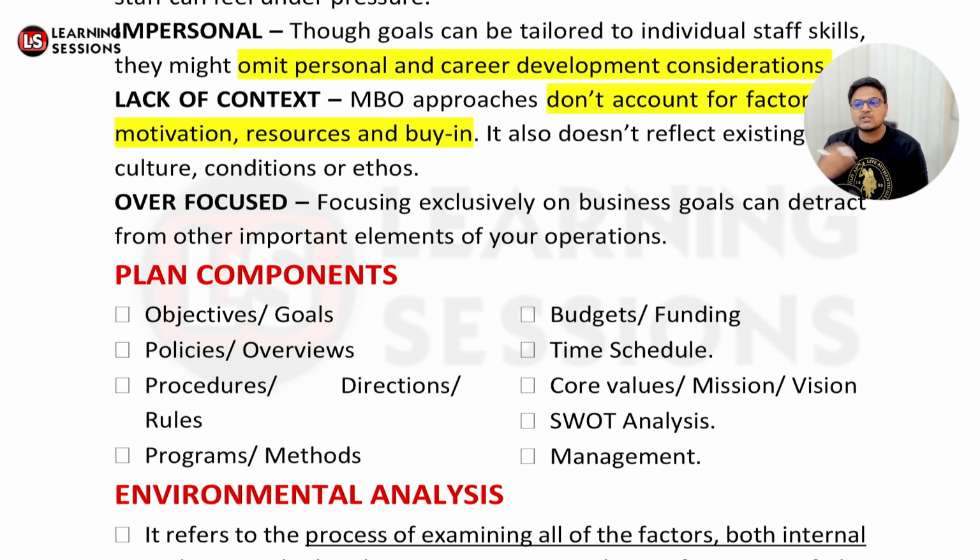And also you look for the SWOT analysis. SWOT is what? SWOT is strengths and weaknesses, which is for the internal environment, and opportunities and threats, which is for checking the external factors, right? And further it's related to management, that you need to overall manage the things. So these are the plan components. Whatsoever the plan is, it must comprise all these components.